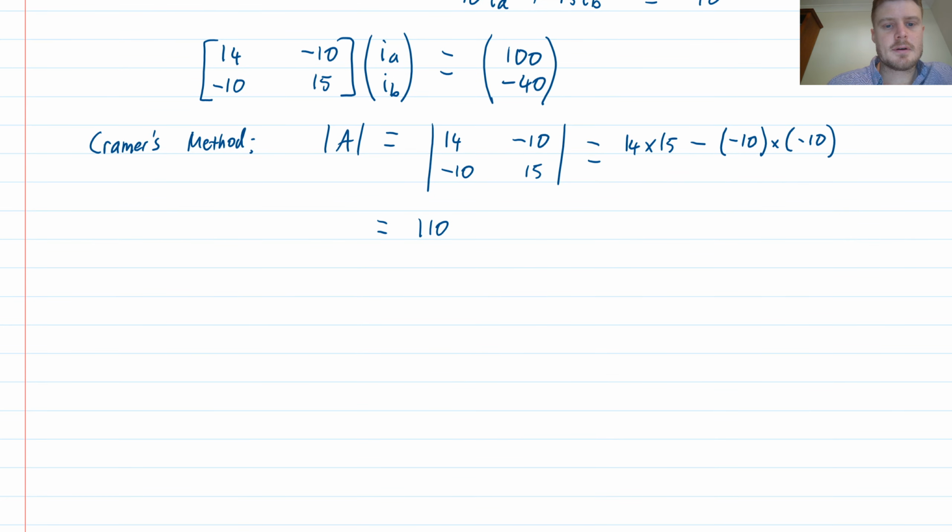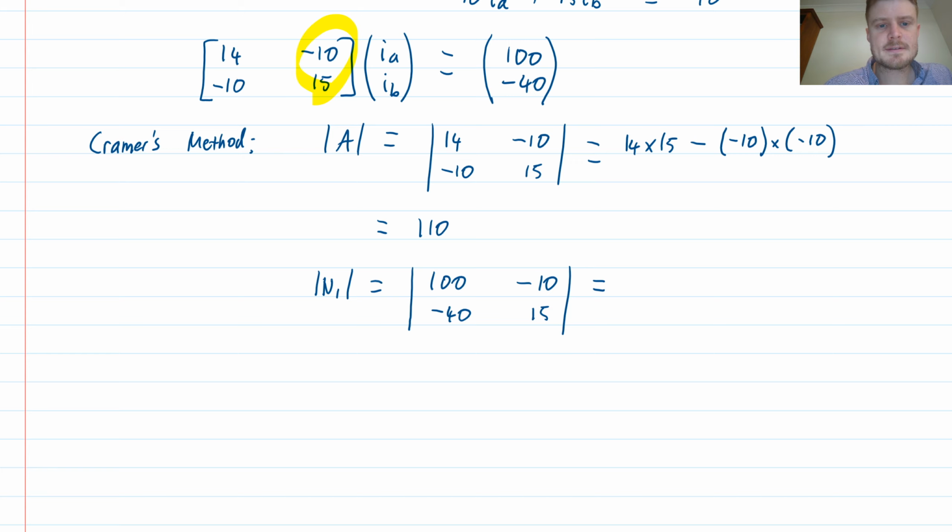Then for each of my variables, I need to know the determinant of the N matrix. For instance, the determinant of N1 for IA is the matrix that I get when I replace the first column with the right-hand side, my B vector. So in the first column I will write down 100 and minus 40, from the right-hand side of my system of equations. And then I copy the rest of my matrix, reading it off from here: minus 10 and 15.